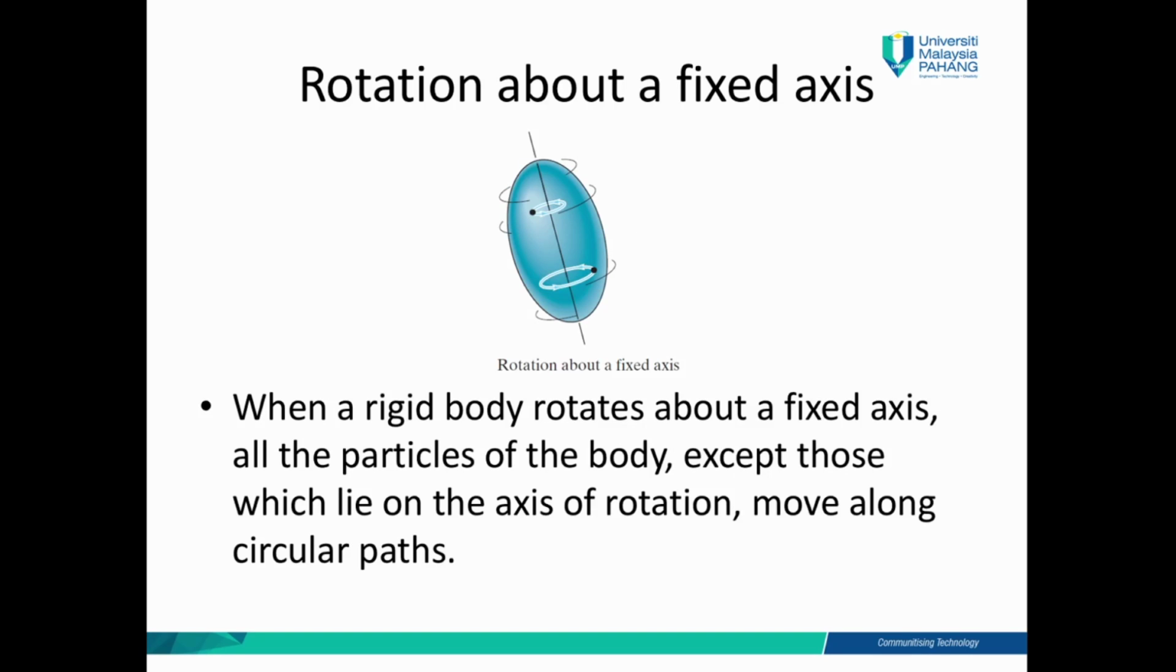But then what about rotation? We define a rotation when all the particles of the body move along a circular path about a fixed axis. This is what we call the axis of rotation. It is a line, and all the points on the body will be moving in a circular motion around that line.